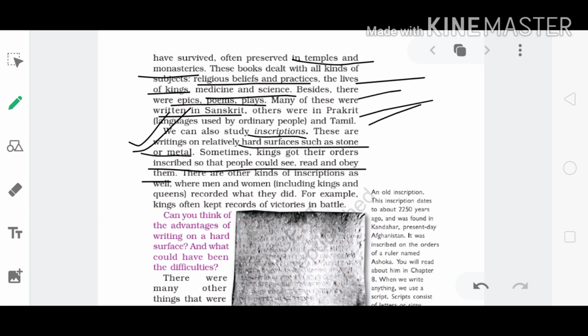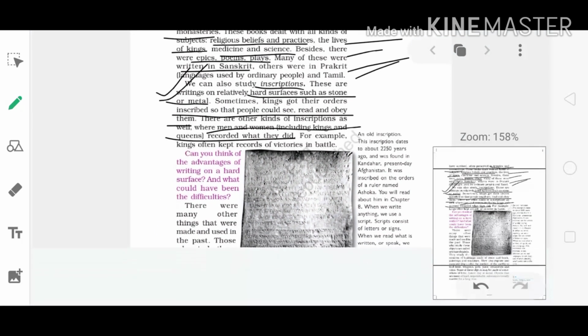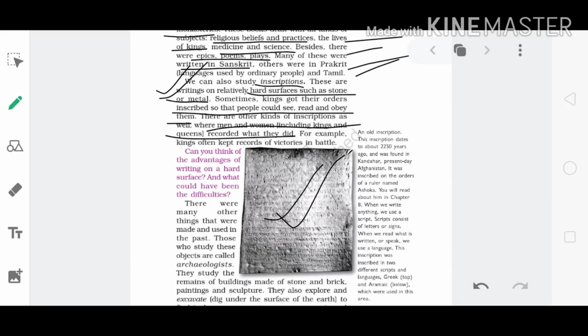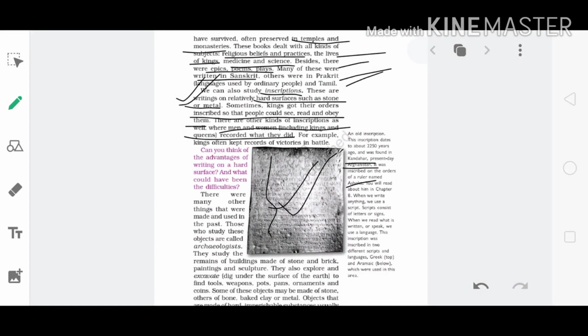Likewise, in that period, all these rules and regulations were written on stones or metal objects. And in the inscriptions, they also wrote about men and women, including kings and queens, and what they did, right? Kings also used to inscribe the victories and battles they won on metal or any hard surface. This is an example of a small inscription written by the king known as Ashoka. It is found in Kandahar, present-day Afghanistan, right? Here, orders were given by Ashoka, and this particular script was translated into Aramaic and Greek languages, right?